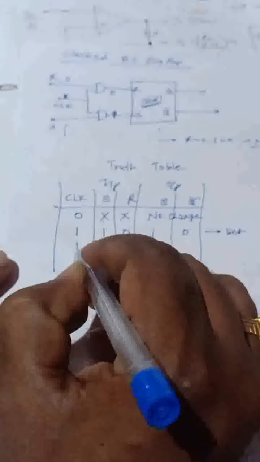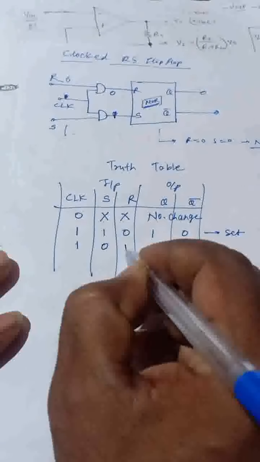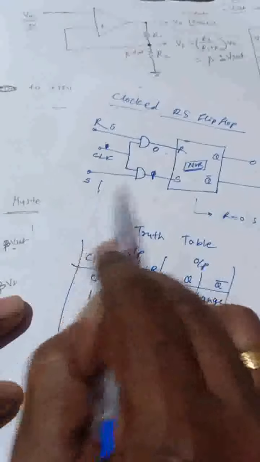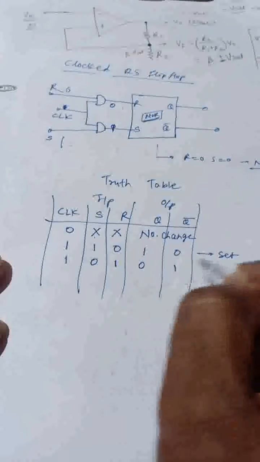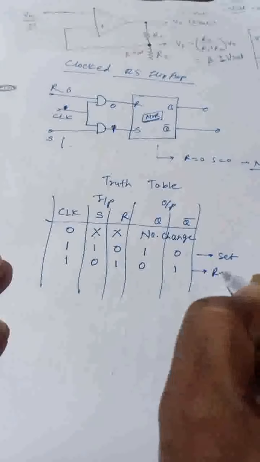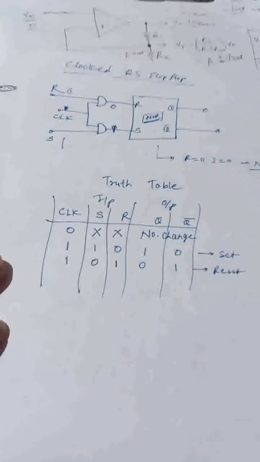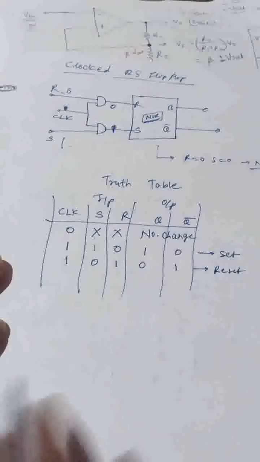Similarly, if we apply clock 1, S0 R1, the same is reflected here, it becomes 0, because this one becomes 1. So S0 R1 means Q0, Q bar 1, which is the reset condition.